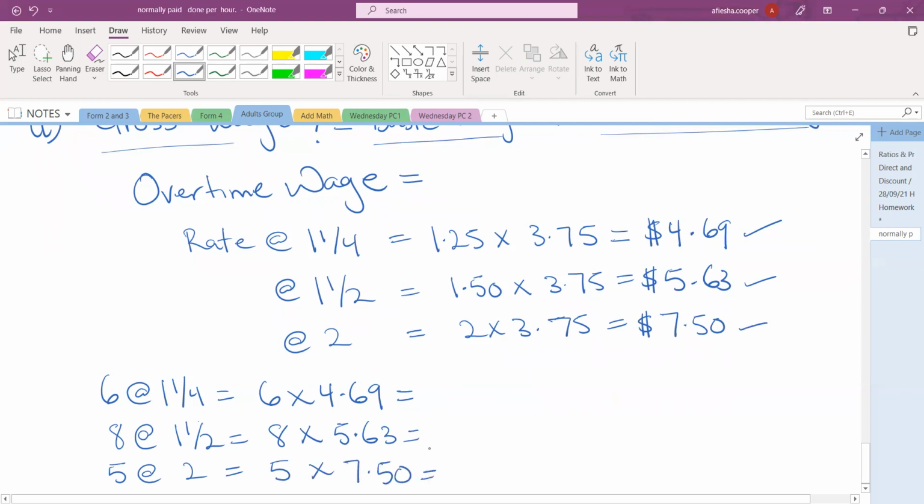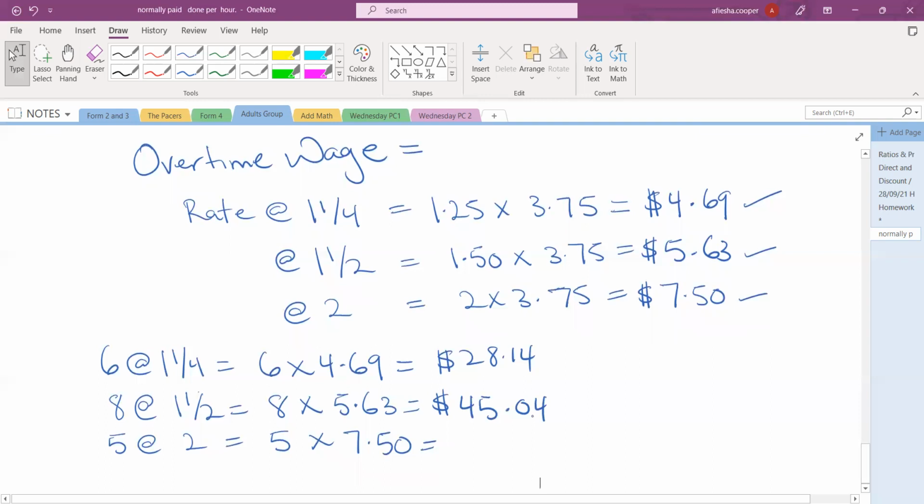Let's work this out. 6 by 4.69, so she's getting $28.14 for the 6 hours. Then she's getting 8 by 5.63, which is 45.04. Then she's going to get 5 by 7.5, which is 37.50.